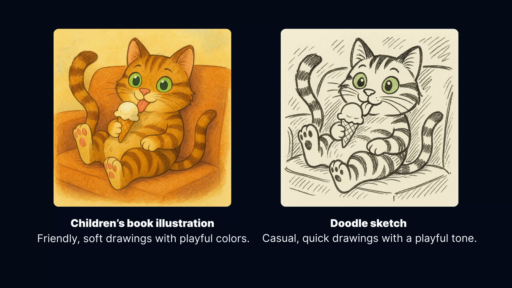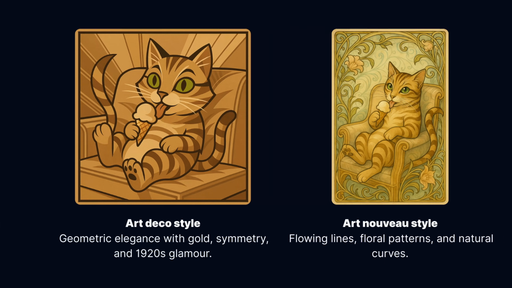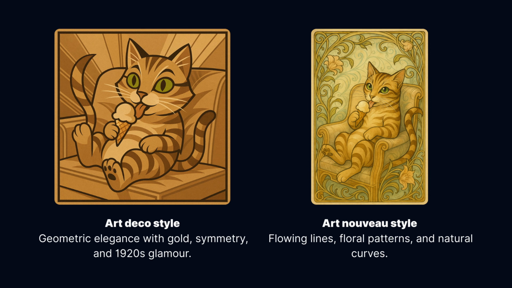Next up is children's book illustration, friendly soft drawings with playful colors. And then doodle sketch, casual quick drawings with a playful tone. Next up is Art Deco style, geometric elegance with gold symmetry and 1920s glamour. Next to that, Art Nouveau style, flowing lines, floral patterns and natural curves.